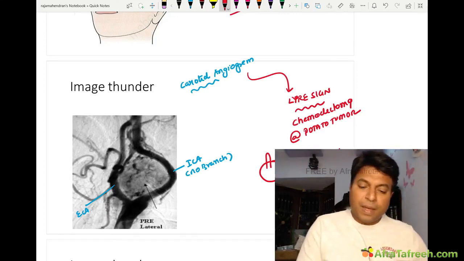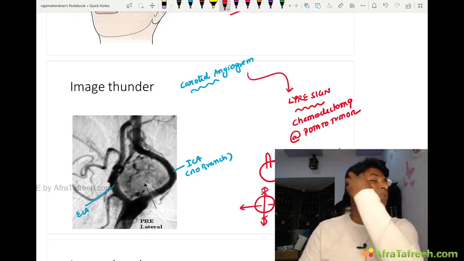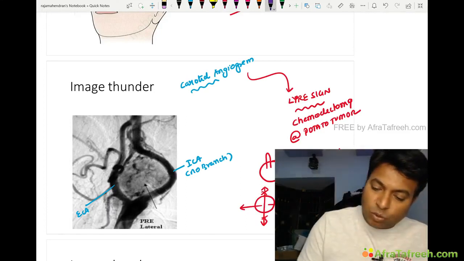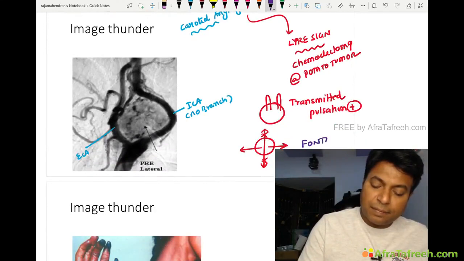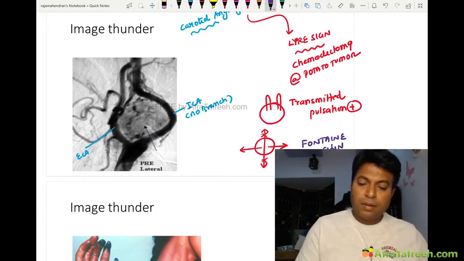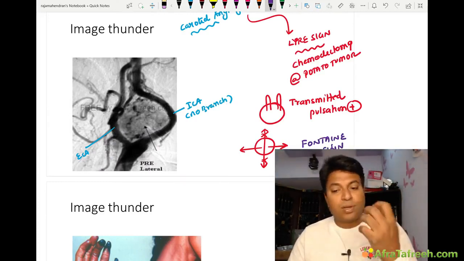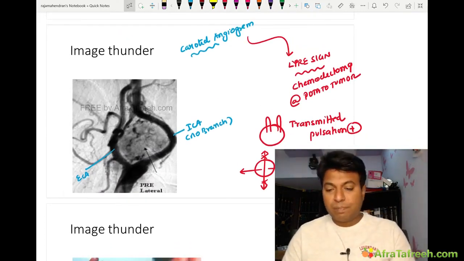Transmitted pulsation. And if you see, this swelling I can move horizontally, but I cannot move it vertically. Vertical movement is not possible, but I can move it horizontally like this. This sign is known as Fontaine sign. A swelling movable horizontally but not vertically is known as Fontaine sign. So carotid body tumor is a highly expected clinical question. Please don't forget this.